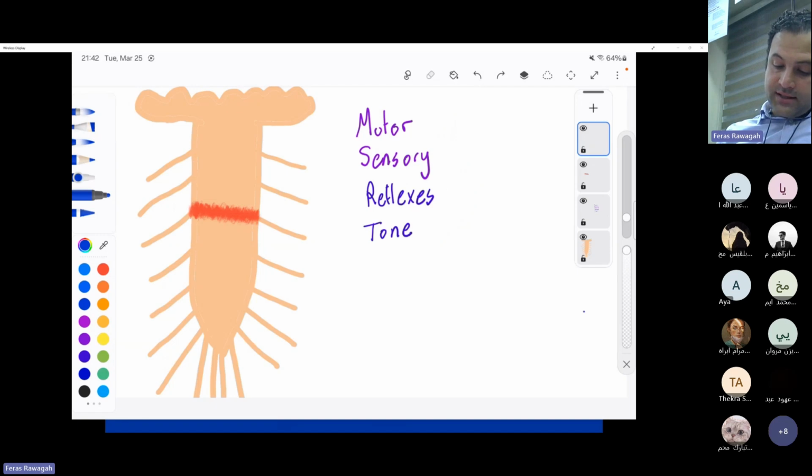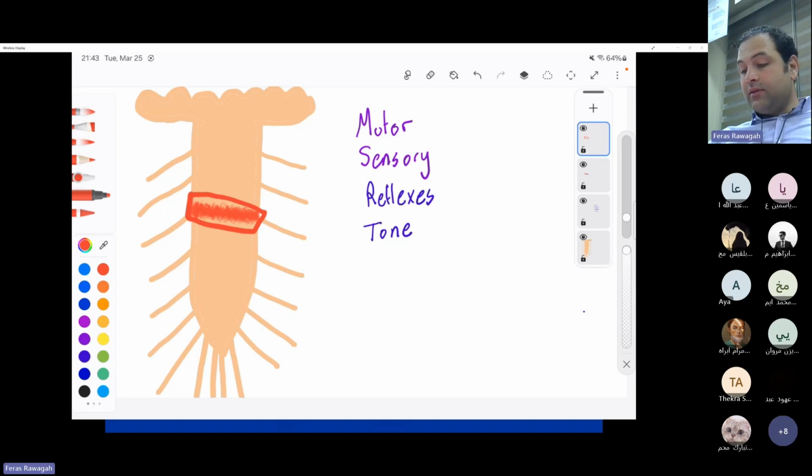The next question is, what happens with the functions of the dermatomes and myotomes of the spinal segment injured itself? I mean, this segment of the spinal cord, the same segment which is injured. What will happen?